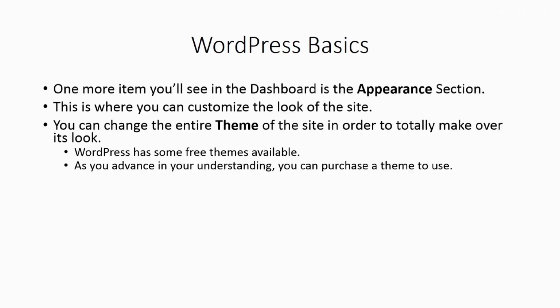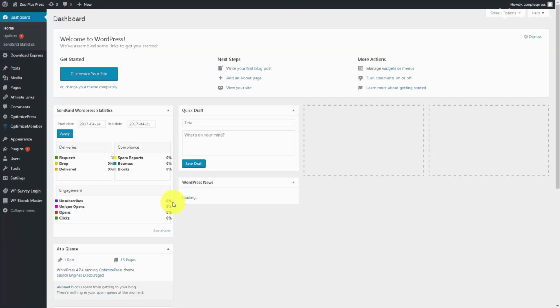Now, WordPress does have some free themes available, and as you advance in your understanding of WordPress, you can purchase a theme to use. As we are in the back office, you'll see that there's a link for the appearance. If we hover over it, we can see that there are themes, customization, widgets, menus, and editor, all ways that we can actually customize our WordPress website.